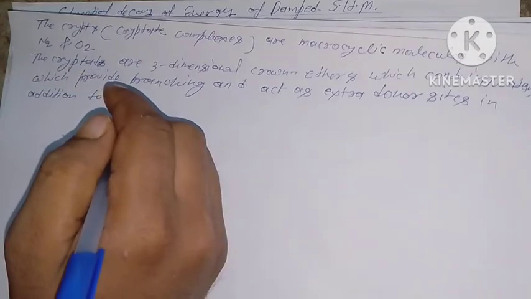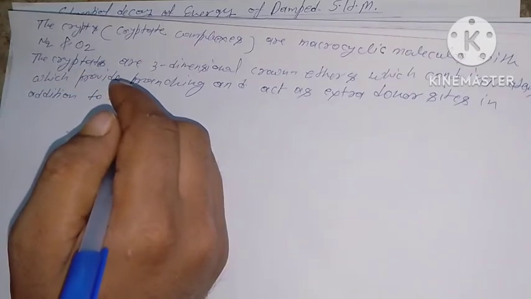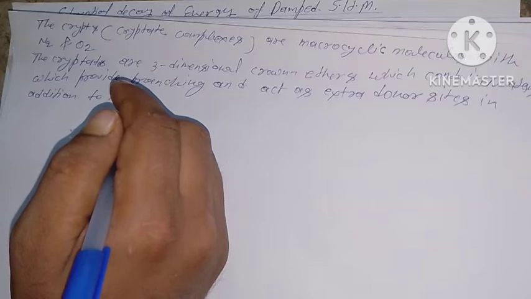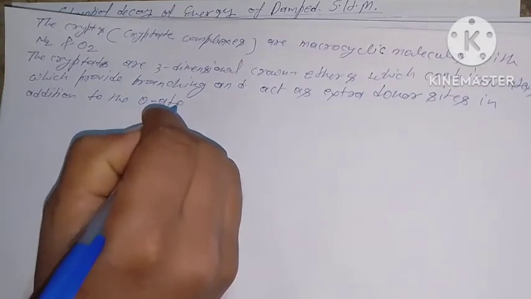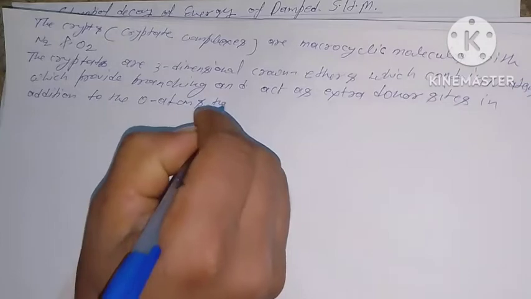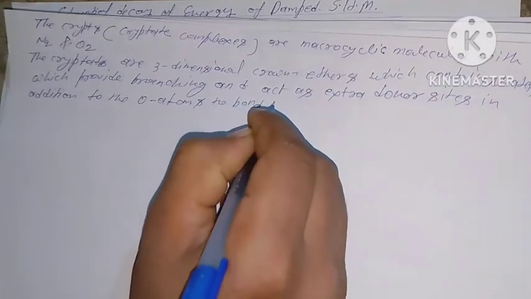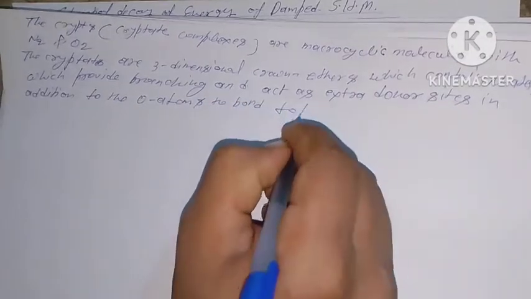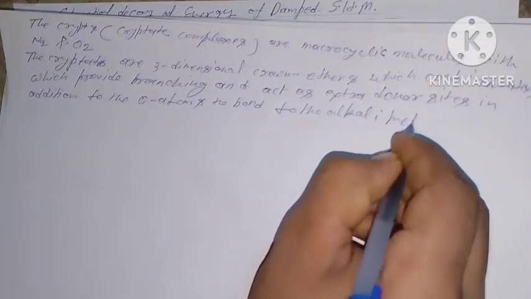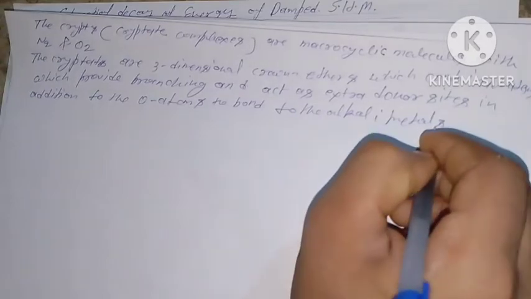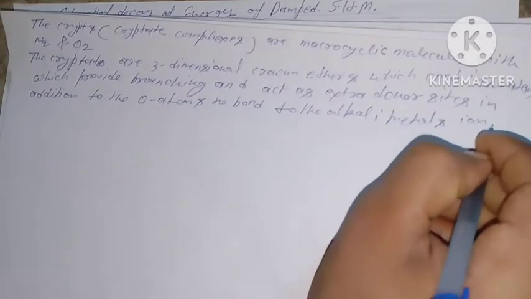The crypts are three-dimensional crown ethers which contain nitrogen atoms which provide branching and act as extra donor sites in addition to the oxygen atoms to bond to the alkali metal ions.